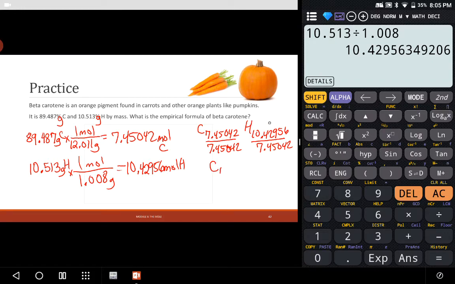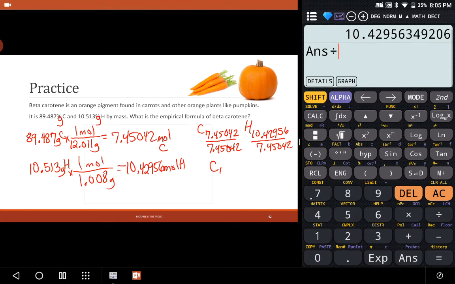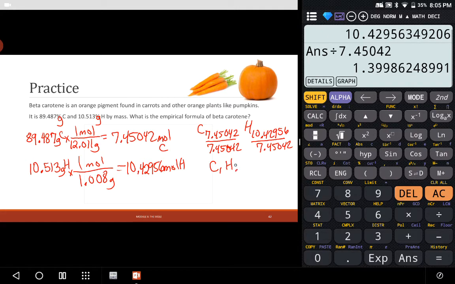And so that's carbon 1, and then this number divided by 7.45042. Hydrogen 1.39986. Okay, so this is about equal to carbon 1, hydrogen 1.4. And a 0.4 is 2/5. And so that's 1 and 2/5 hydrogen. So to clear this denominator, I have to multiply both by 5.